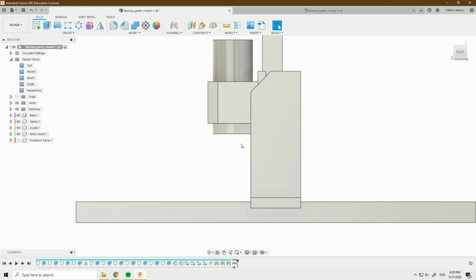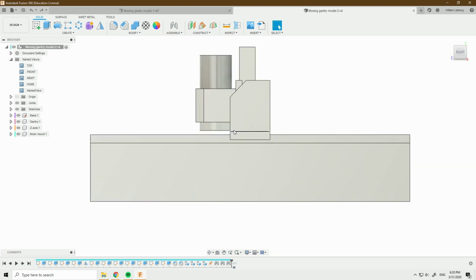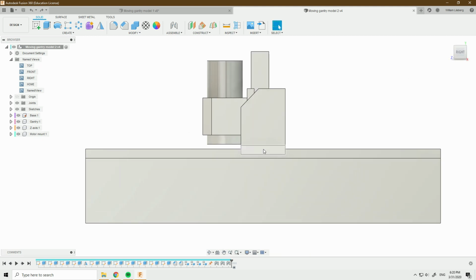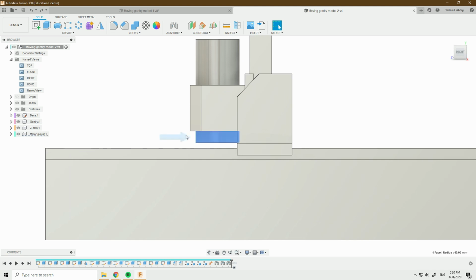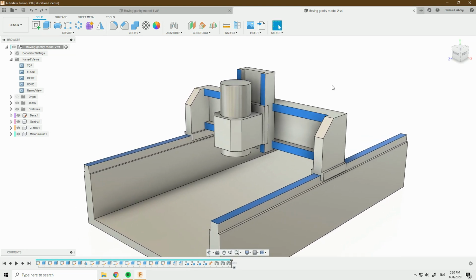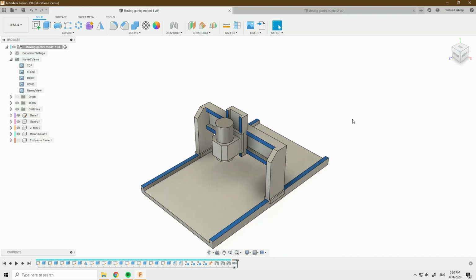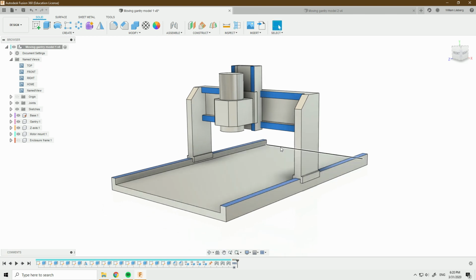So this design has a lot more leverage when cutting compared to the raised moving gantry type right here. If we put a cutting force on this spindle right here, from over here to here, you can see that there's a lot less leverage in relation to where the gantry is connected to the table. Even though this configuration can be stronger, we are going to build the moving type gantry because it saves us a lot of material and because it's easier to build.